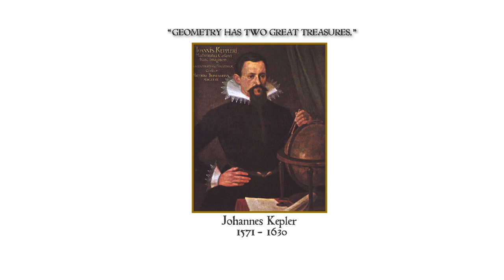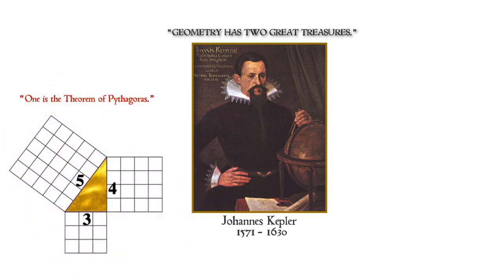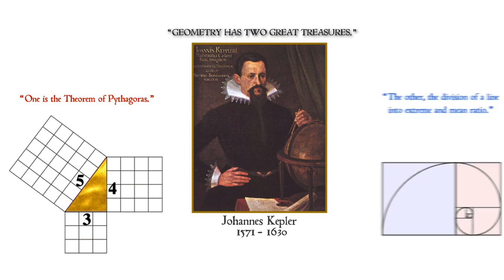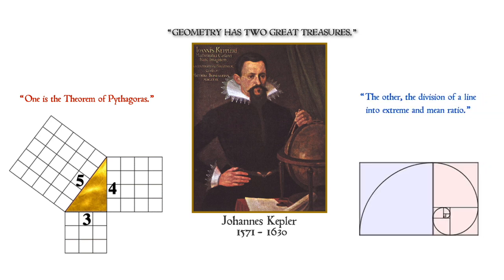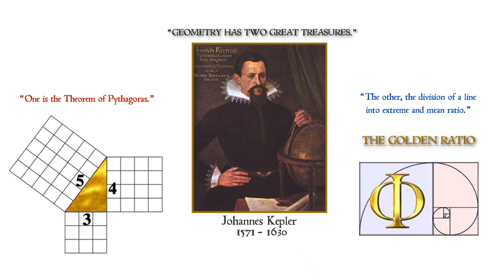He had famously stated, "Geometry has two great treasures. One is the theorem of Pythagoras. The other, the division of a line into extreme and mean ratio." In other words, the golden ratio. But he couldn't figure out how they were connected.